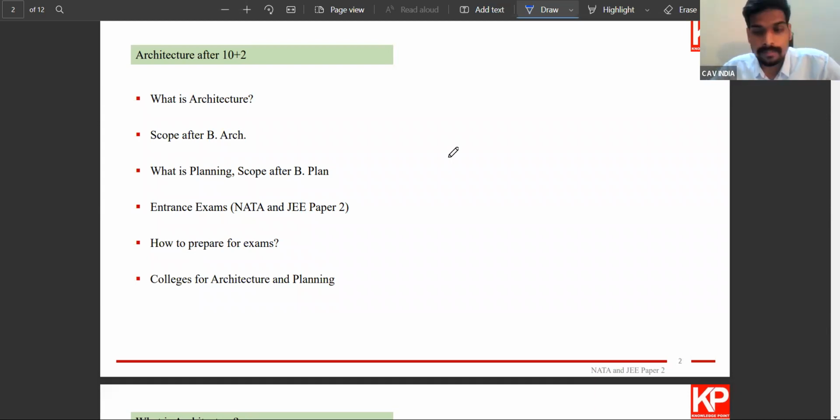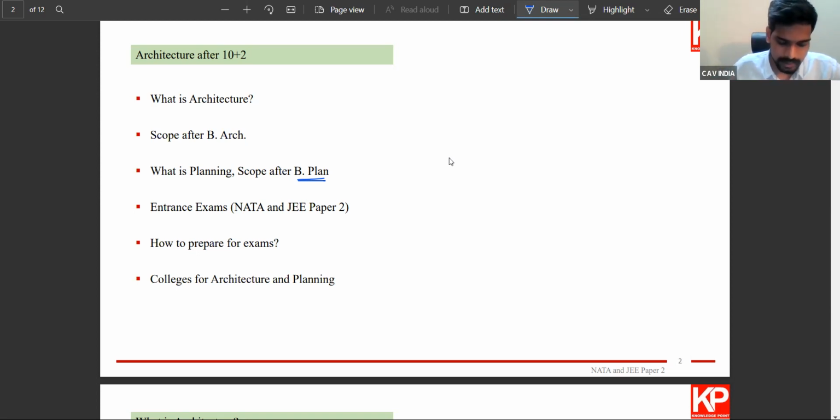So this seminar will cover what is architecture, and the scope after your bachelor's in architecture. That's the second area we'll briefly discuss. Then we'll discuss what is planning and what is B.Plan, how it is different from architecture as a career, and what is the scope after B.Plan. We'll also look into B.Plan because in JEE Paper 2, there is a separate exam for planning. So if you are planning for B.Plan, what is different? We'll briefly discuss that.